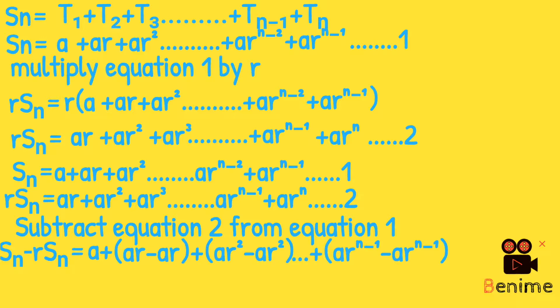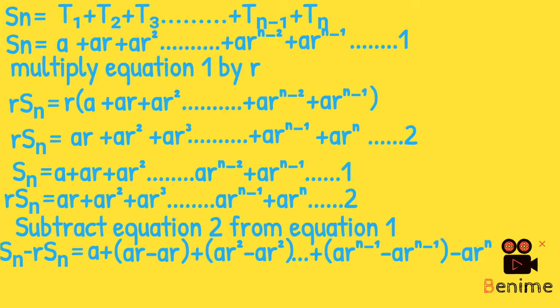Ar raised to the power of n only occurs in the second equation, so you just put minus ar raised to the power of n. There is no ar raised to the power of n minus ar raised to the power of n. You only minus ar raised to the power of n. It's not going to be cancelled out by another ar raised to the power of n because it only appears in the second equation. So let me repeat what I have there.